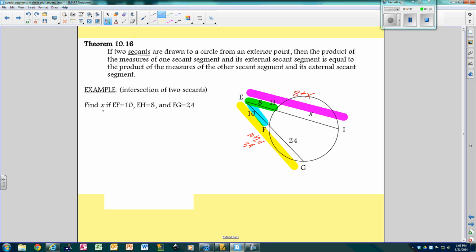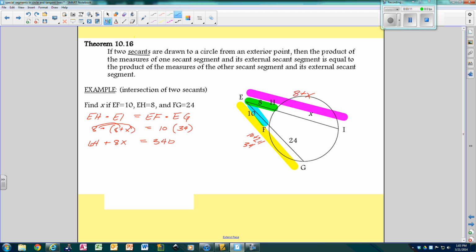Alright? So the rule is the outside, EH, times the whole side, EI, equals the outside, EF, times the whole side, EG. So we plug in the numbers. So EH is 8. EI is 8 plus x equals EF 10 times EG, which we said was 34. So now we just do the math. 8 times 8 is 64. 8 times x is 8x. So 64 plus 8x equals 10 times 34, 340.